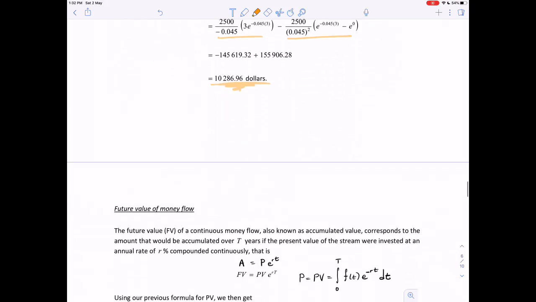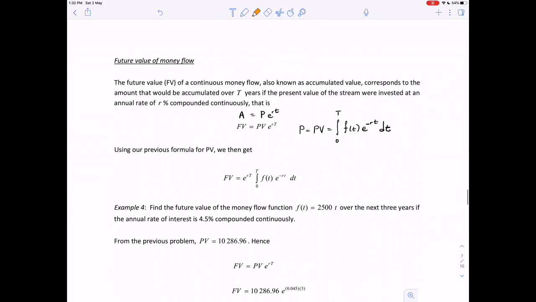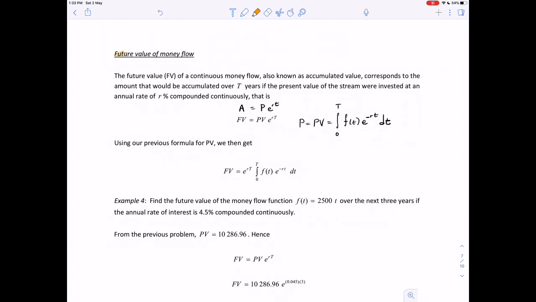So if we want the present value, a natural question will be, how do you find the future value? I'm so glad you asked, because I have a slide prepared just for that. So the future value of a continuous money flow is also known as the accumulated value. It's the value at the end, and so the value that would be accumulated over T years.